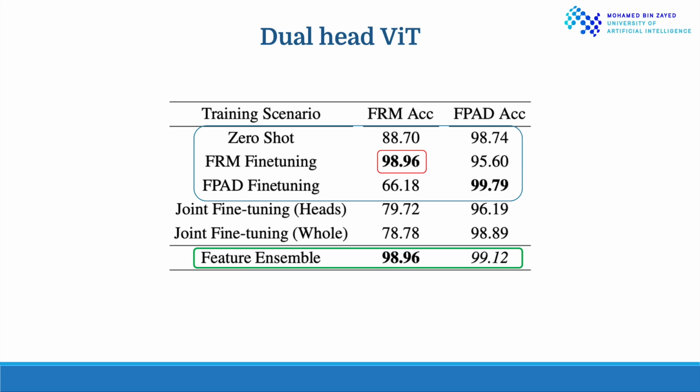Both joint fine-tuning methods fail to achieve good accuracy for both tasks because of the small size of the SiW training set, which is only 72 identities. Since the dual-head architecture is infeasible, we see that the best result is achieved with the feature ensemble method.